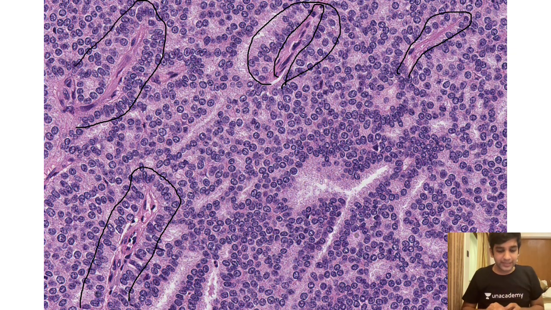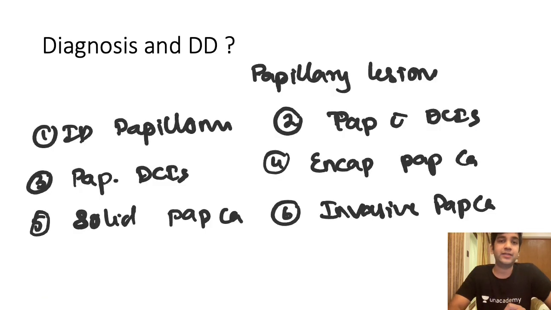It is completely encapsulated. It is a solid thing. So my first histopathological diagnosis here is going to be a solid papillary tumor of the breast. I'm not saying it's carcinoma or benign. I just said it's a solid encapsulated papillary lesion of the breast. When you encounter any papillary lesion in your practice, I want you to report it like this only.